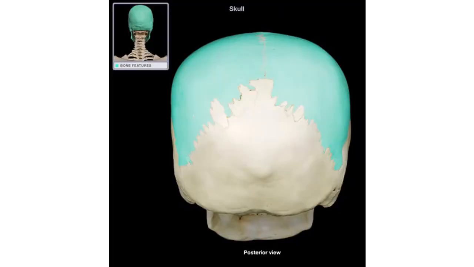In this posterior view of the skull, we can see that the green marked area is made by the parietal bone and the other side parietal bone, and the suture between these two bones, meaning the two parietal bones, is in the plane of the sagittal plane of the body, and therefore this suture is going to be called the sagittal suture.